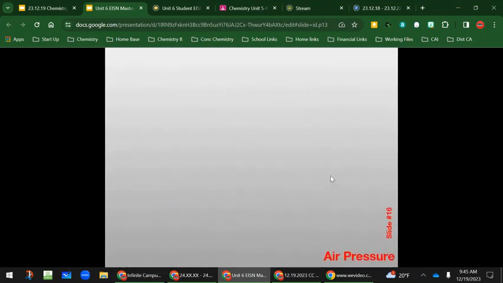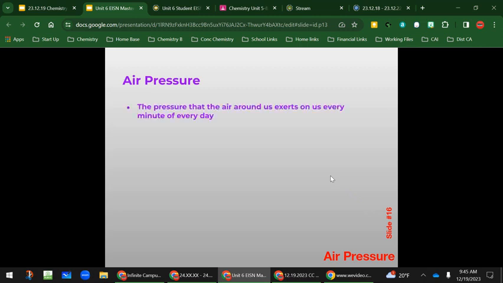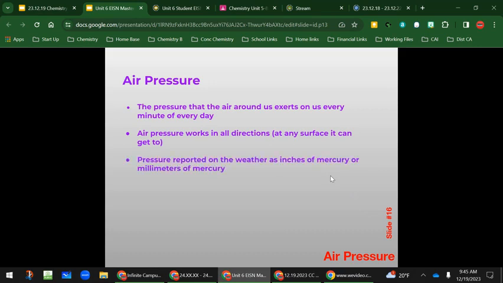So air pressure, ladies and gentlemen, we talked about this. Air pressure is the pressure that air exerts on us every minute of every day. Air pressure works in all directions because the particles are moving randomly all over the place at any surface they can get to. Pressure is reported on the weather as inches of mercury or millimeters of mercury.